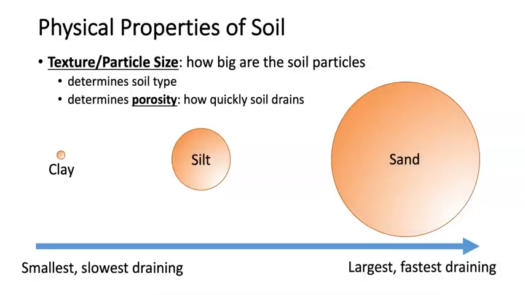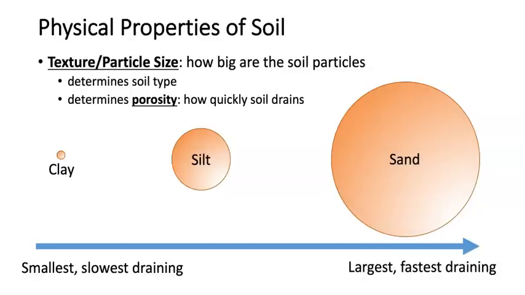These different particles have a couple key properties that we need to know about for AP Environmental Science. Porosity is one of them, which is basically how quickly the soil is going to drain a liquid through it. If we had a big glass full of sand and we were to pour liquid into that sand, it would drain from the top through the bottom very, very quickly.